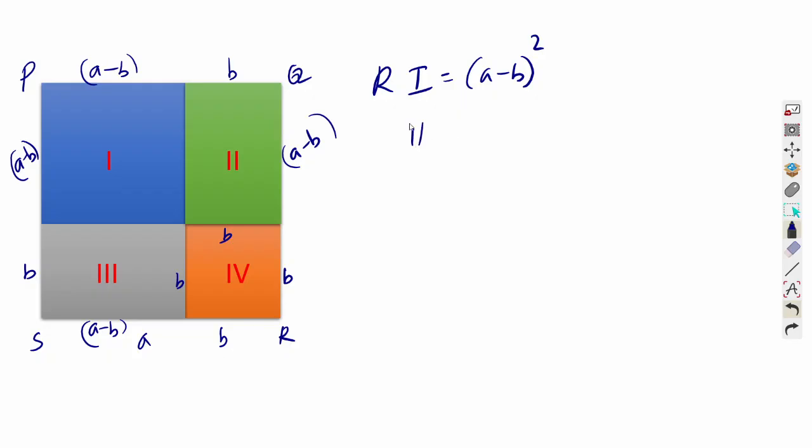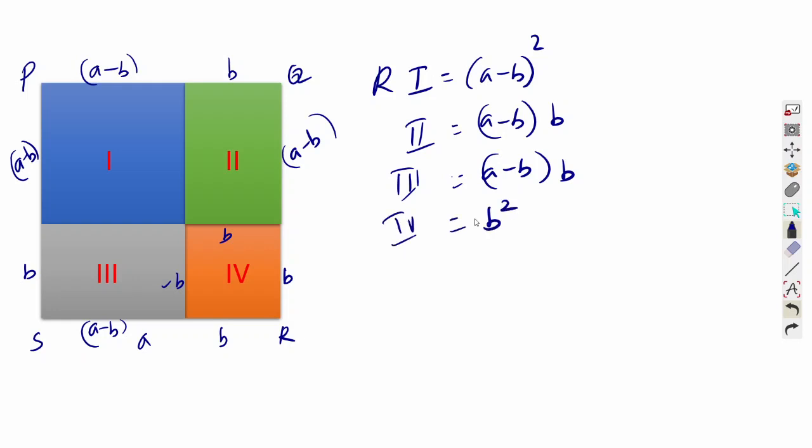The second one, this is the second one, area will be A minus B into B. The third one, which is this one, again it will be A minus B into B, because we are applying the formula length into breadth. The fourth one, the answer will be B square.